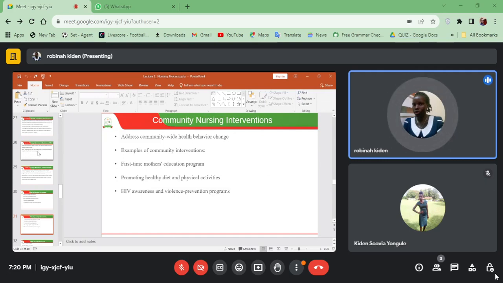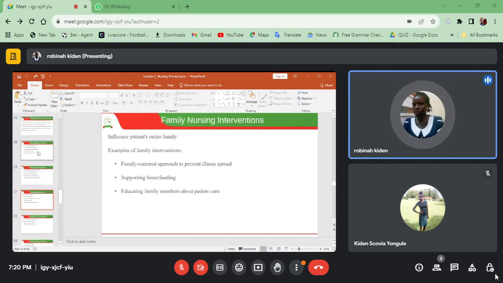Then family nursing interventions. These influence the patient's entire family, and examples of this include a family-centered approach to prevent illness spread, supporting breastfeeding, educating family members about patient care. So all this is under the family nursing intervention. This involves the entire family to make sure that they give support to the specific patient or the client on those areas that we have mentioned.